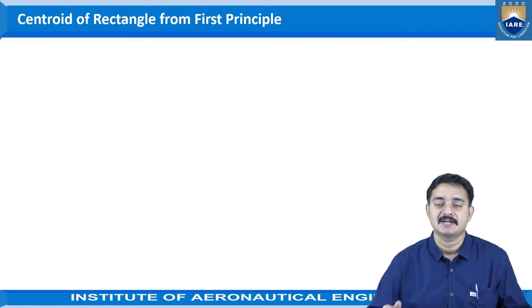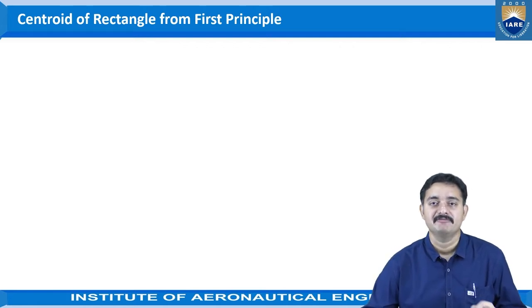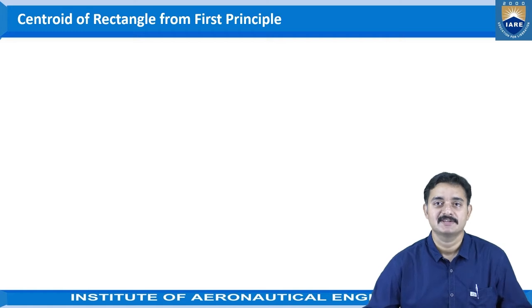Let us first try to understand what the centroid is. We have already discussed the centroid, which says that it is the point through which the total area of the section is concentrated. That means whatever area the lamina, the two-dimensional figure, is having, the total area would be concentrated at a single point, and that single point is treated as the centroid.